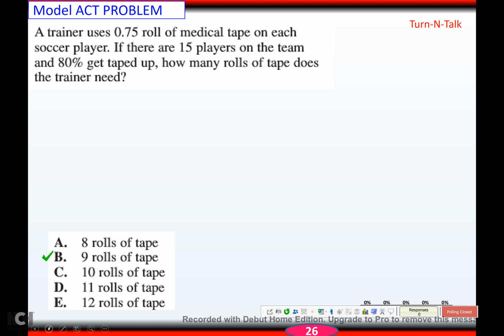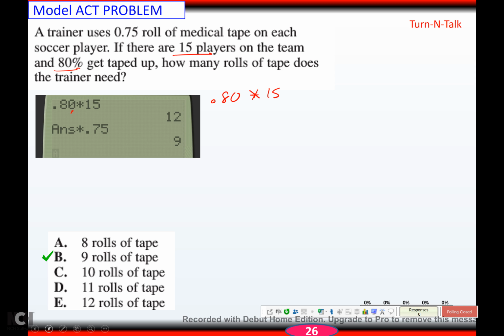And hopefully you got B. It says a trainer uses 0.75 roll of medical tape on each soccer player. If there are 15 players on the team and 80% get taped up, how many rolls of tape does the trainer need? Well, he needs to tape up 80% of his 15 players. So the first thing I'm going to do is take 0.80 times 15, and that gives me 12. So for every 12 players, each of the 12 players uses 0.75 of the roll, which makes 9 rolls.